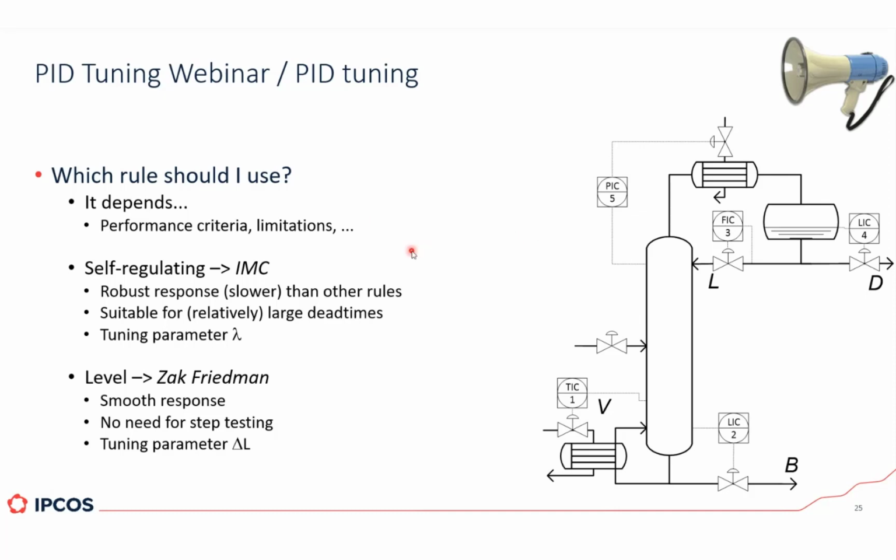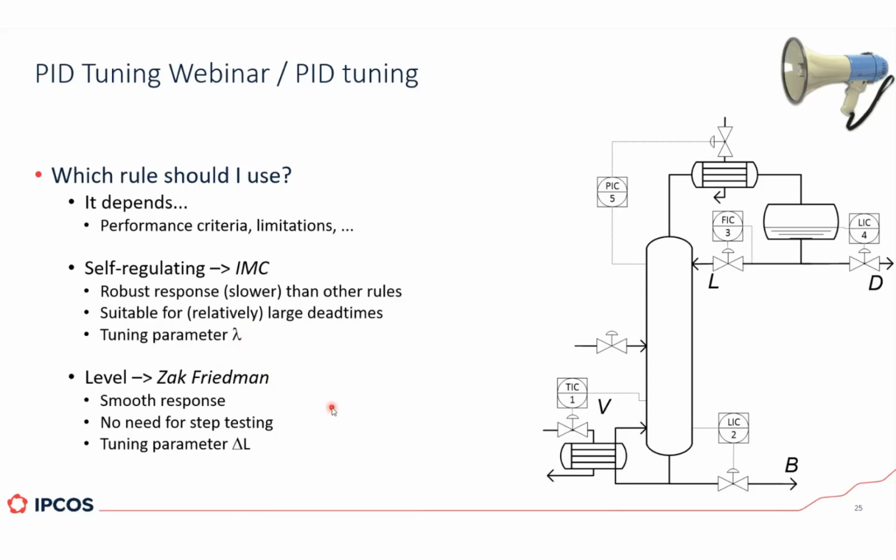As suggestions, what I like to use, or used in the past, was IMC for self-regulating loops, right? Because here we have a response that is more robust, or slower in other terms, than the other rules, and it is suitable for relatively large dead times. And we have this tuning parameter, lambda, which is the closed-loop response you want for the loop. So it's easy to change the response by changing this lambda parameter.